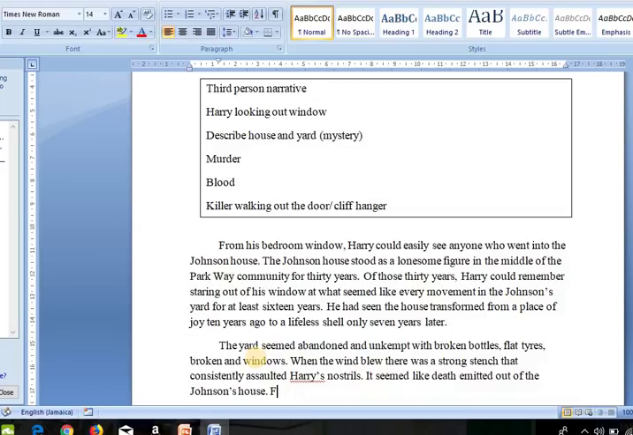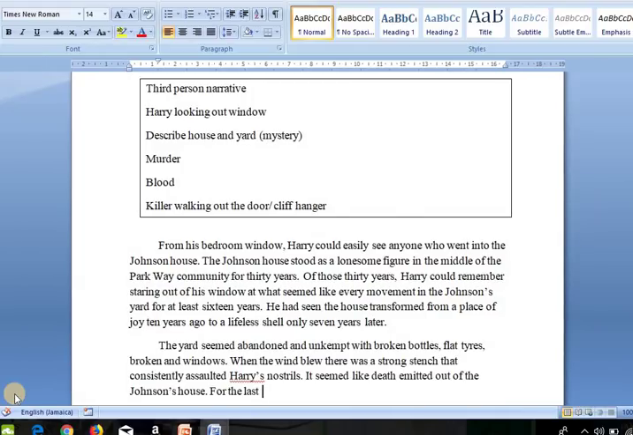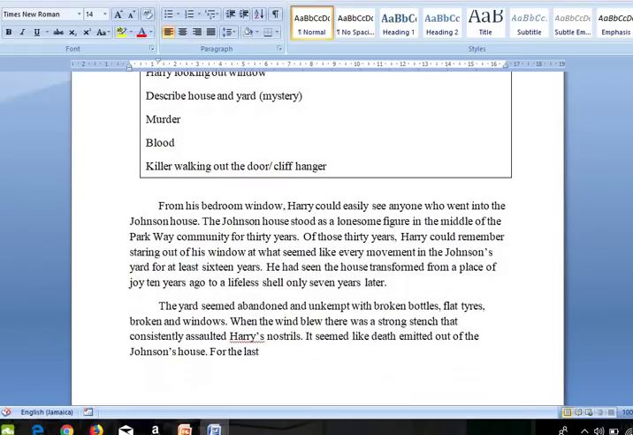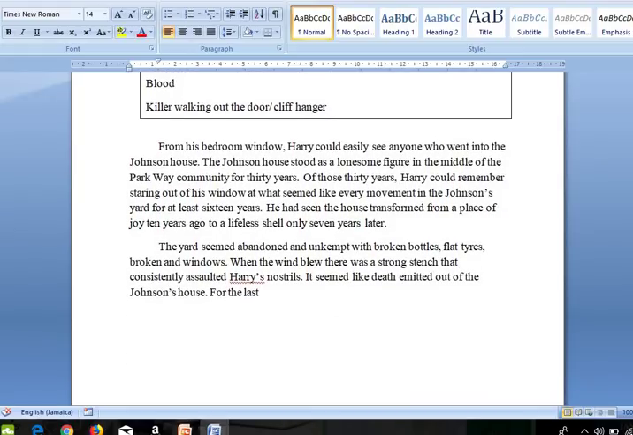For the last, guys, I'm at 174 words, so I have to hurry up. I'm going to close. I have to get my word limit. I want to stay within the 400 to 450 word limit. I have to get to the point, basically, because I feel like I'm drawing out my story too much, and I need to move from the description into the rising action. So the idea is that I need to transition from here to the development of the plot. Whew. I am excited to see what happens. It seems like death emitted out of the Johnson's house.